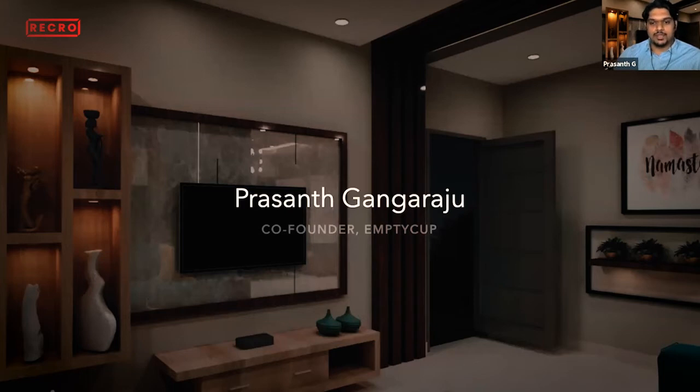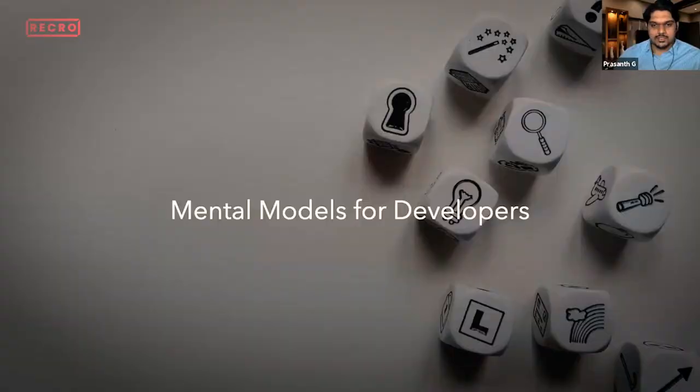Coming back to this talk, over the next 40 minutes or so, we'll be going over a few mental models, understand why they are important, how they'll help us write better code or solve problems effectively. And I'm hoping this will be an interactive session. So feel free to share your comments or your own experiences on some of the topics that we are going to discuss today. And if you have any questions, you can put them in the chat as well, and we'll be taking them up at the end of the session. So let's get started.